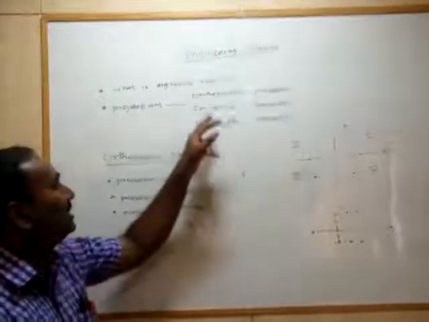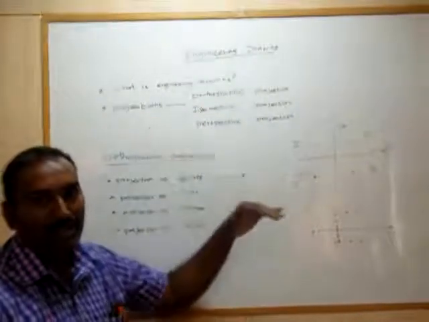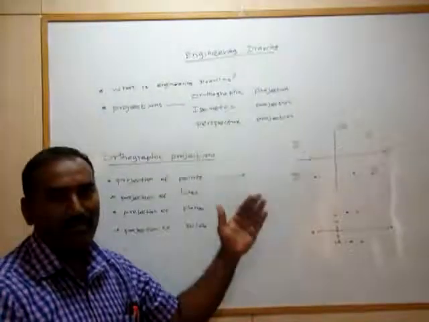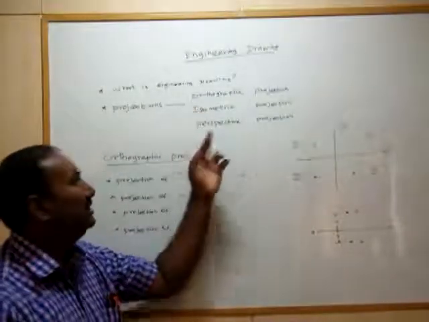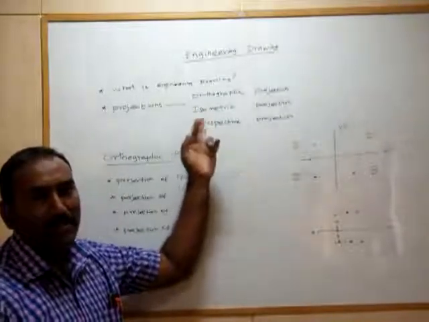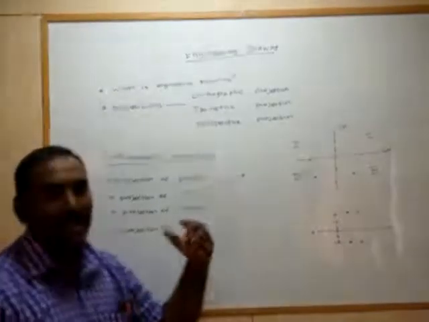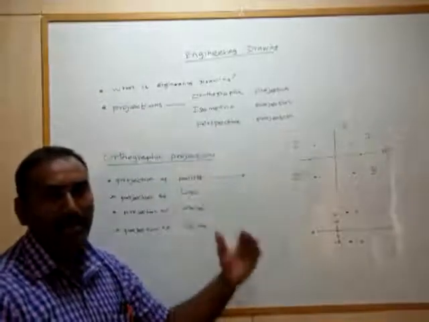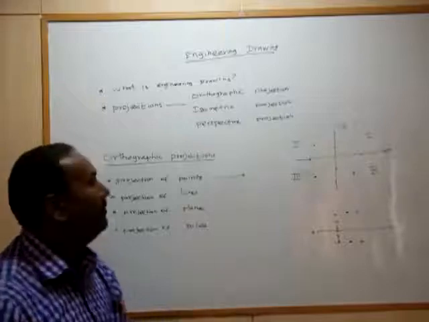Out of these, technically, mostly the orthographic projection is used for manufacturing purposes. If you are going to give the drawing details of a machine, we give them in orthographic projection. Isometric projection and perspective projection are for the customer, the end user, so they can easily understand what the component or machine exactly looks like, the real view.